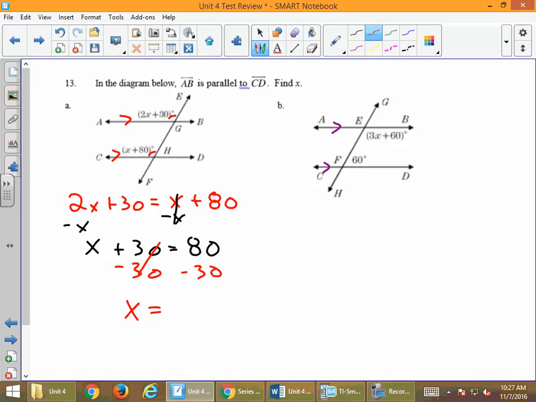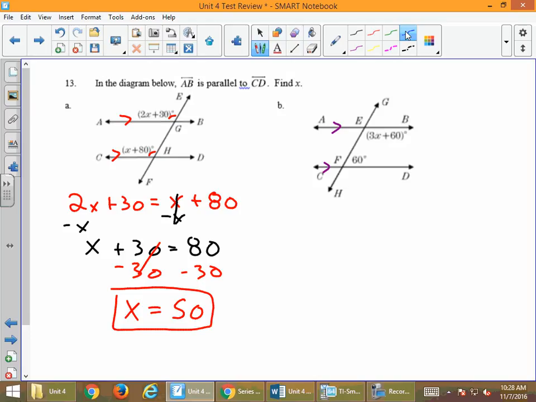x is 50. Good. Are we done? Yay or nay? Why are we done? What are we looking for? Yeah, can we find x? Yeah, we're done. It doesn't go any further. I asked like you were wrong, because it made it seem like we had to plug it back in to find the angle. But we're done. Don't be confused. Just solve. You got it. Good job. All right, you were right.